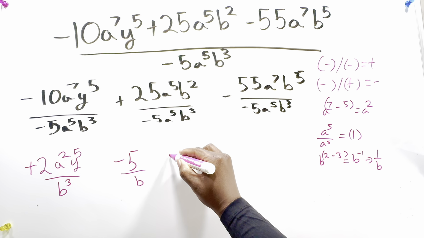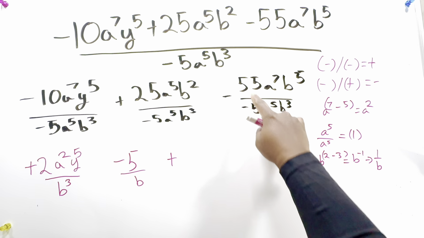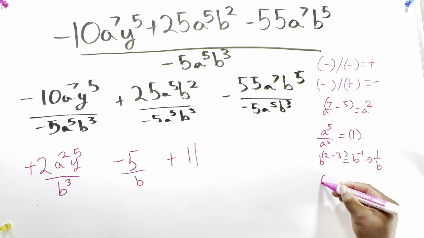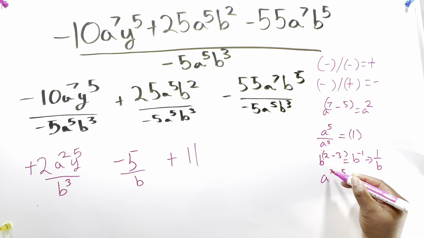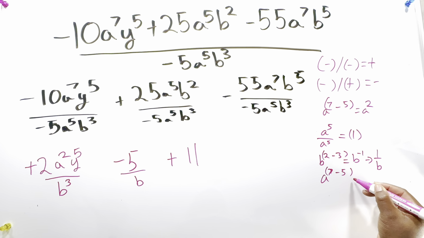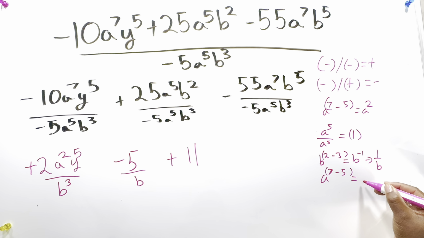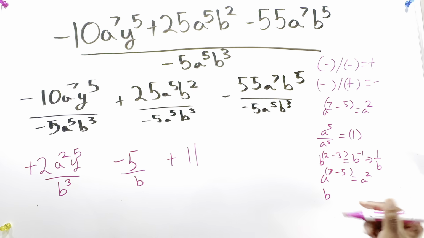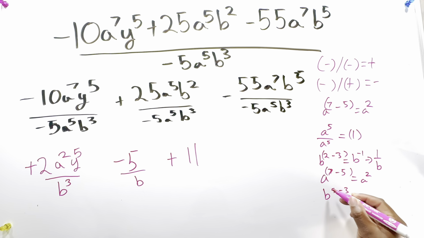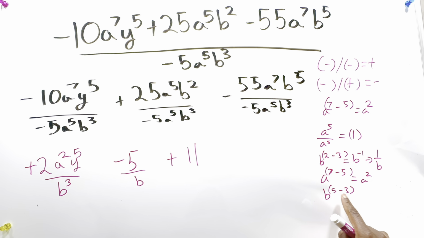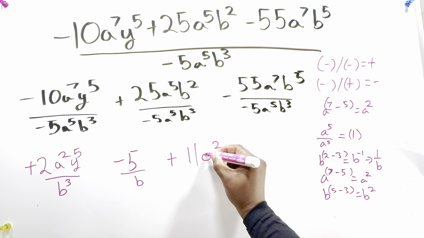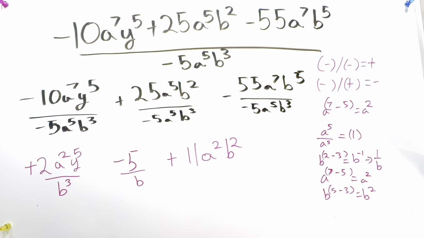Our next step, we have -55 divided by -5. Keep in mind when you're dividing these two, it will turn positive, making it +11. Now we have a to the 7th over a to the 5th. You still do the same steps. 7 minus 5, that will just give you 2, making this a to the 2nd power. You're going to leave it on the top. Now we have b to the 5th over b to the 3rd power. Again, 5 minus 3, that will just give you 2, making this b to the 2nd power. So now I'm just going to transfer this over. So this will be 11a squared b squared.